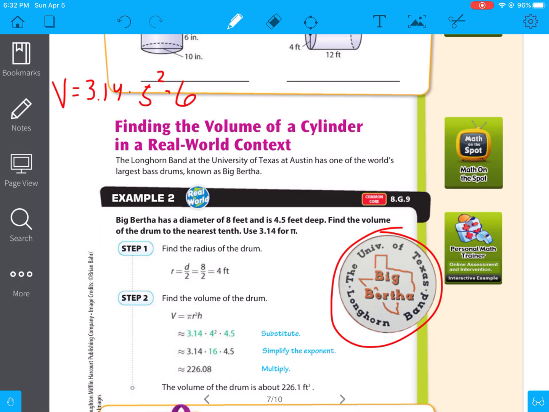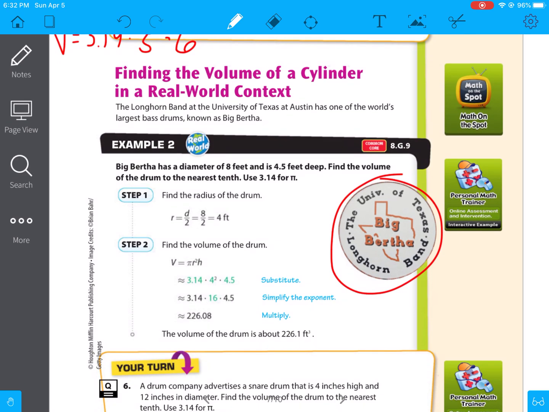Use 3.14 for pi. So it tells you what the diameter is, which is 8 feet, but we don't want to find out what the diameter is. We want to find out what the radius is. So we have to actually divide that by 2. So radius is 4. Now the height is 4.5. So we're going to use the formula. Volume equals pi times radius squared times height. So 3.14 times 4 squared times 4.5. Make sure you use your order of operations and do 4 squared first. Otherwise, you're not going to get the right answer.